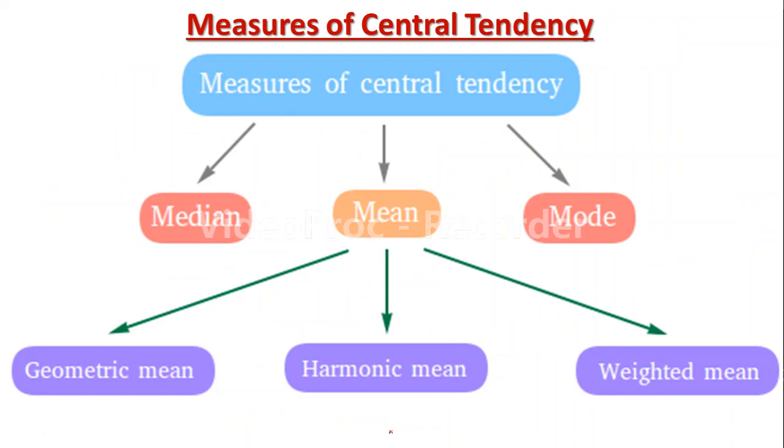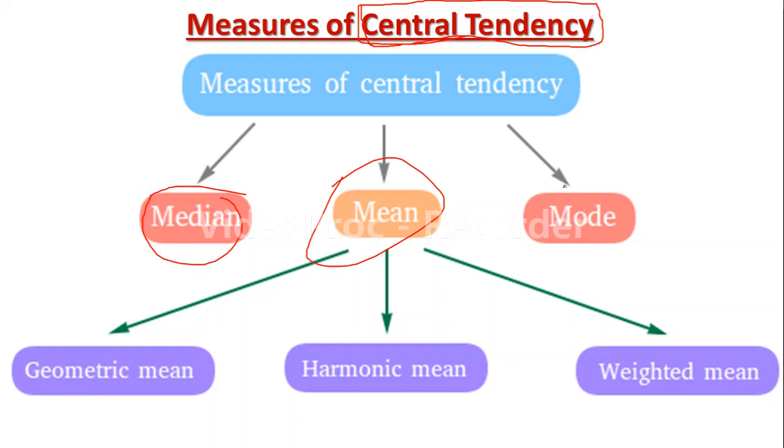In this video we are going to discuss measures of central tendency. Central tendency means, as you all know, the central value to represent the given data. In measures of central tendency, we can find the arithmetic mean, which is also known as the average. Then we have the median, then the mode. And the mean is again divided into geometric mean, harmonic mean, and weighted mean. So let us discuss one by one. We may expect questions on this topic.